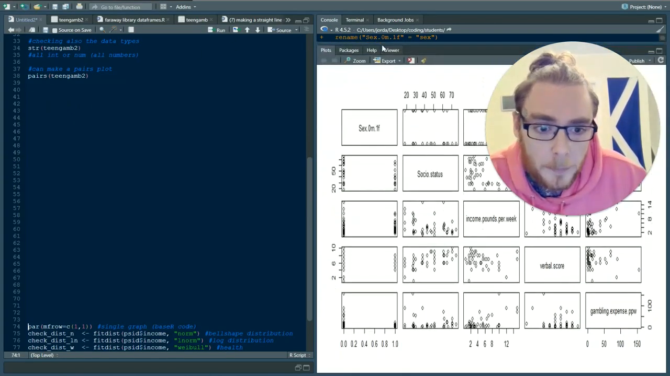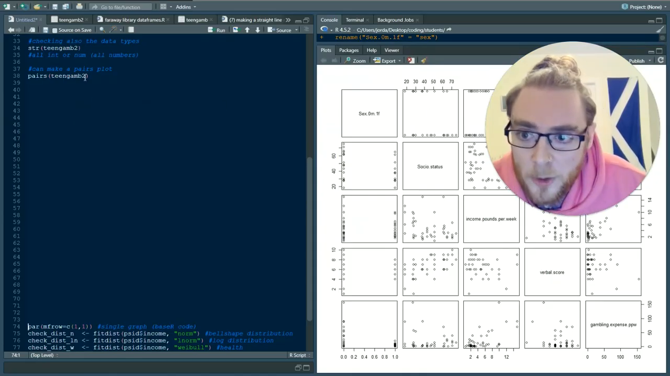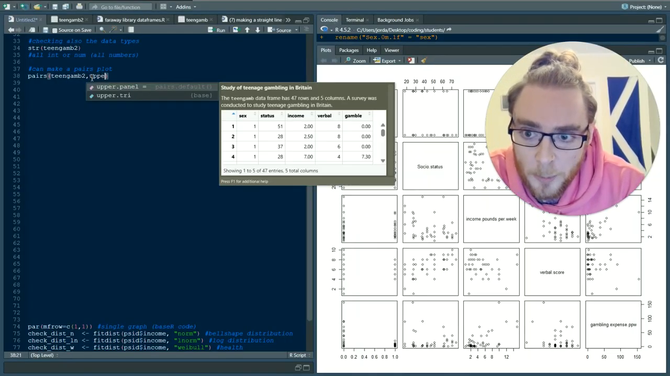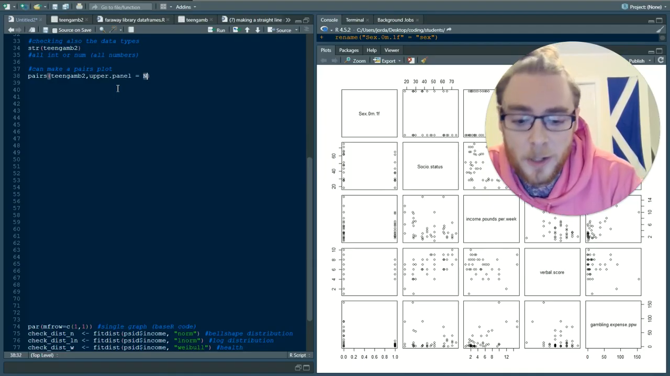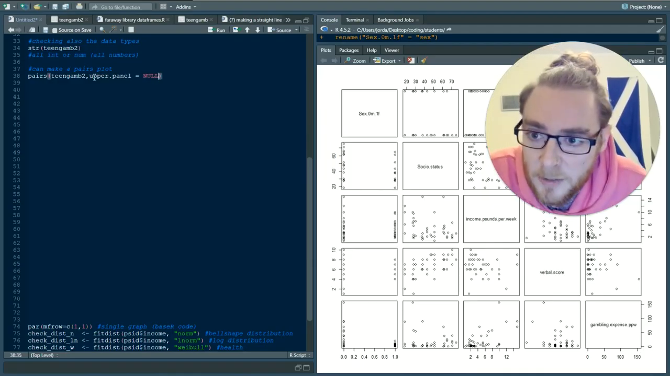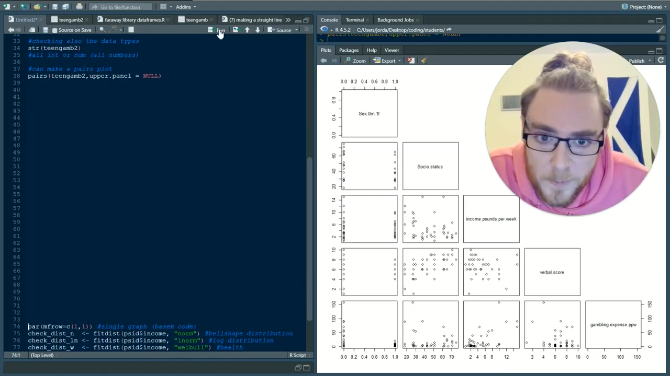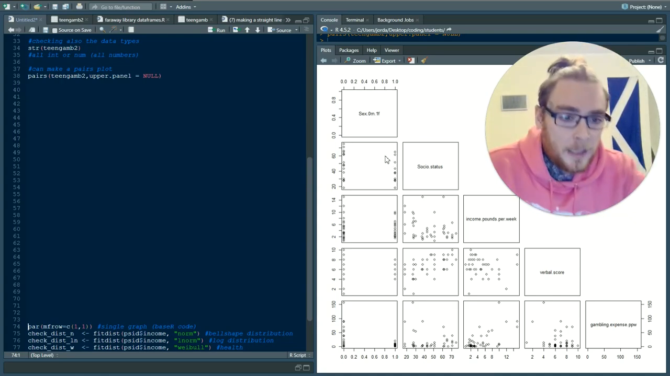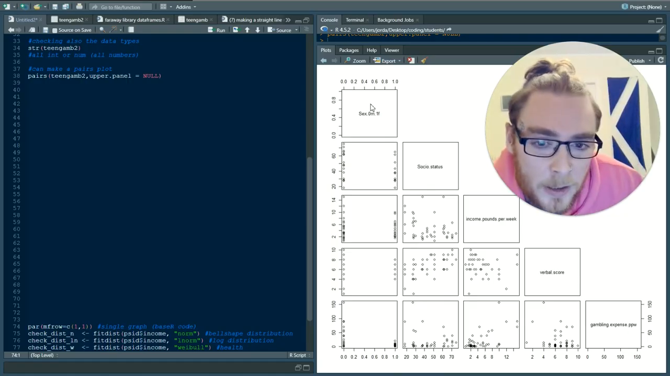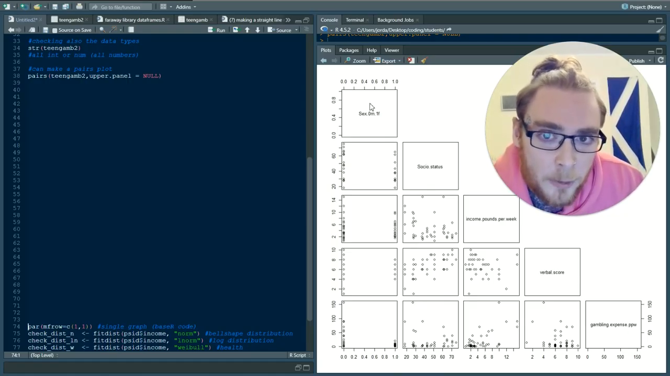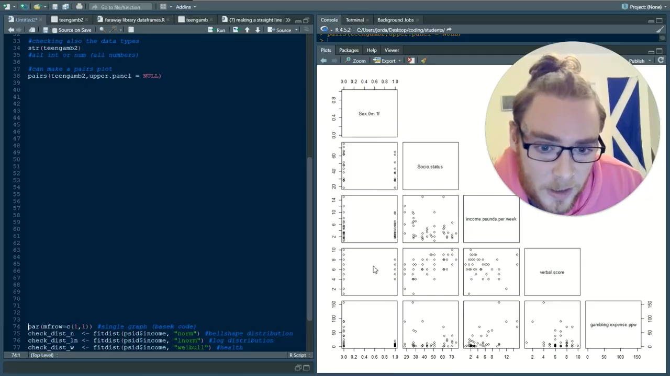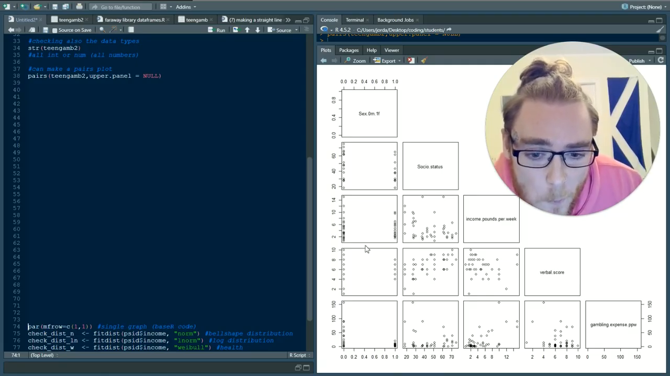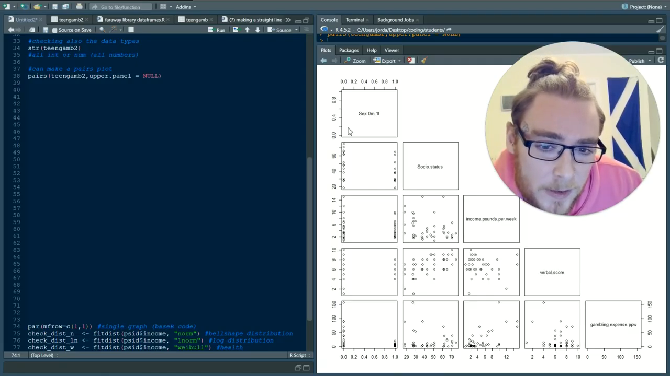Alright. Remember that it's a mirror image on both sides right now by default. So if you put upper.panel equals NULL, it gets rid of the mirror, and you just have the one batch of information down here. Alright, I don't really like using pairs when it's comparing a column that's only got binary numbers, 0 and 1, with another column, because you get stuff like this and it doesn't really look great. However, okay, so these are the individual points.